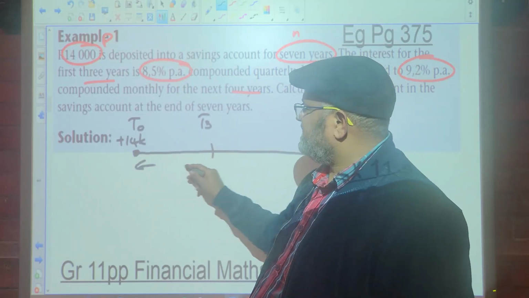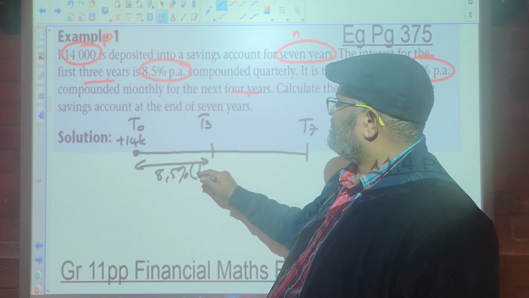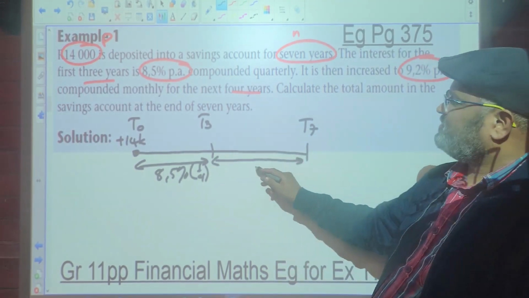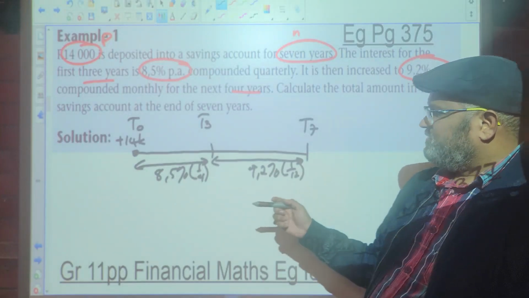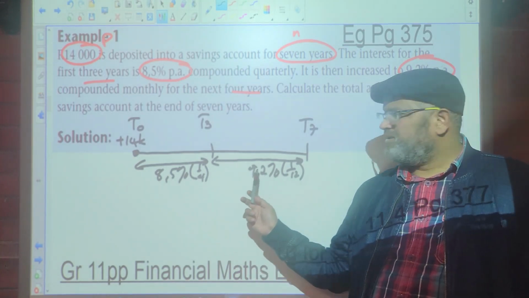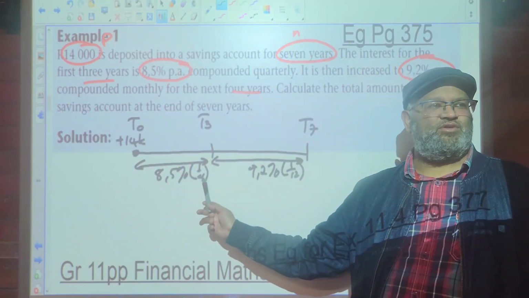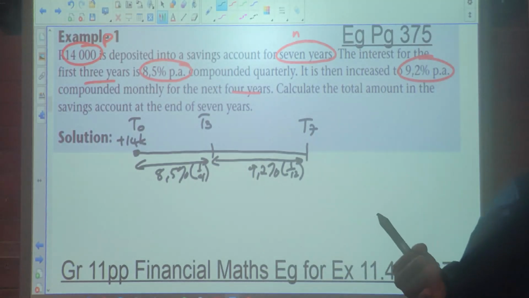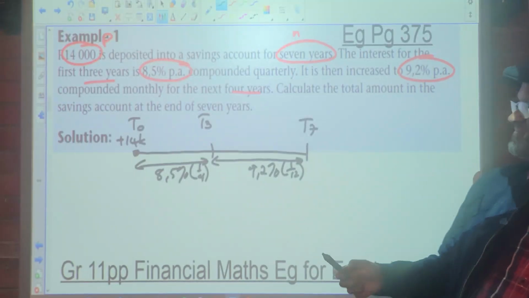The interest rate for the first 3 years is 8.5% per annum compounded quarterly, and then changes to 9.2% compounded monthly. You'll note there, last year we didn't put this here, no? But remember in our last lesson we spoke about how the compounding changes: monthly, quarterly, daily, semi-annually, those are the 4. Not so?